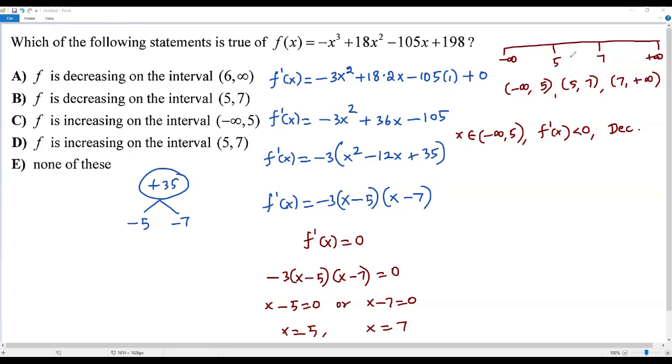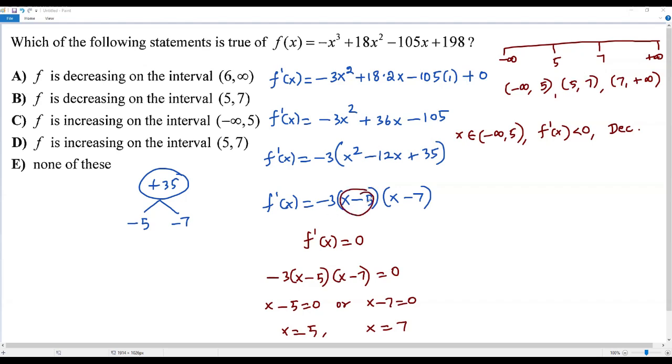What value do we have between 5 and 7? Each interval is an open interval. Always we have to write only open intervals on the number line, so we cannot consider the endpoints. We have to consider only the values between 5 and 7. So clearly we have 6 between 5 and 7.